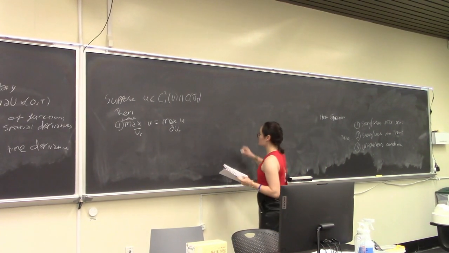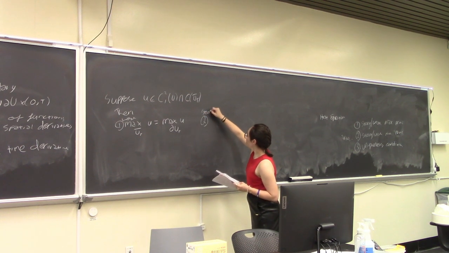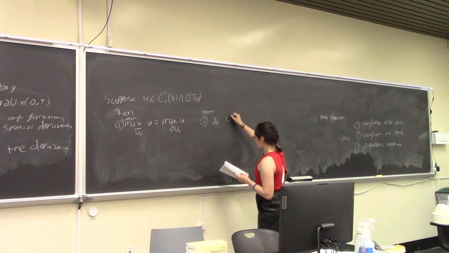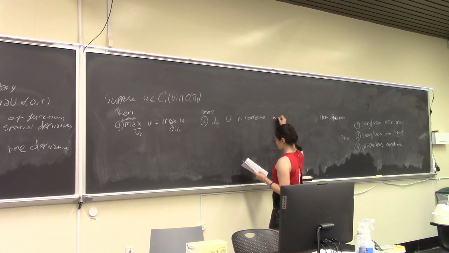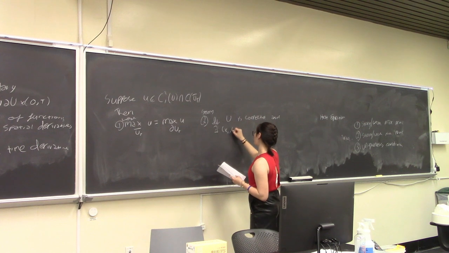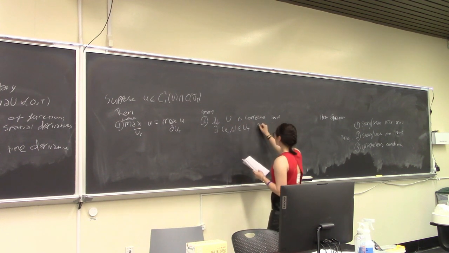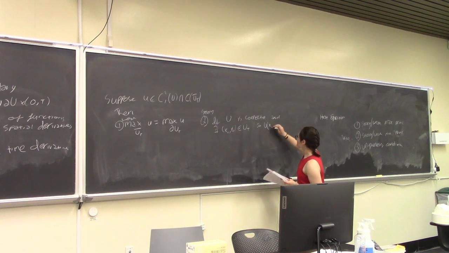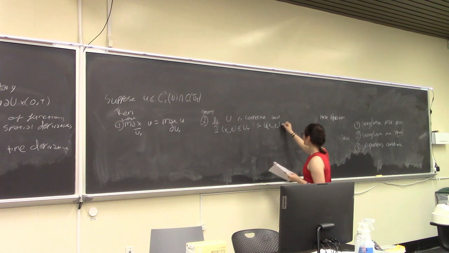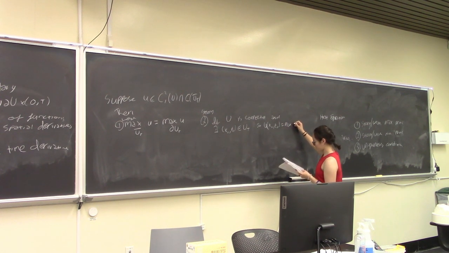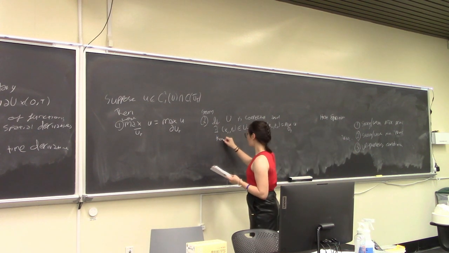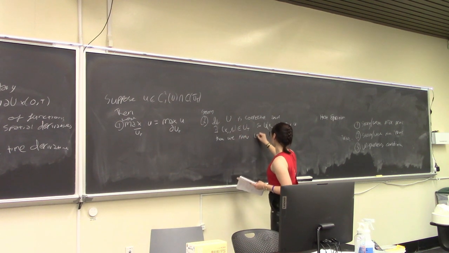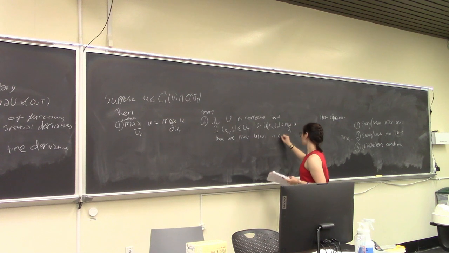So the strong maximum principle then says if U is connected to the top in the topological sense, and there exists some point x naught, t naught in our parabolic cylinder such that our solution function evaluated at this point attains a maximum, so we're just saying that we have our maximum inside the domain, then we know that our solution u of x,t is constant.